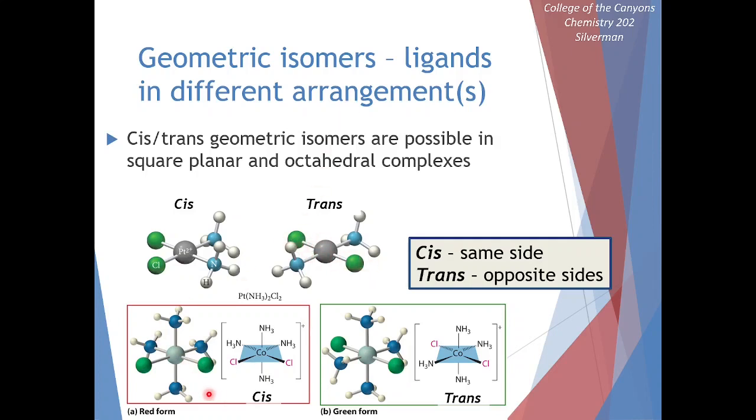We can also have cis and trans isomers in octahedral complexes when we have 4 of one ligand and 2 of another. Notably, our cis and trans isomers do have wildly different properties.